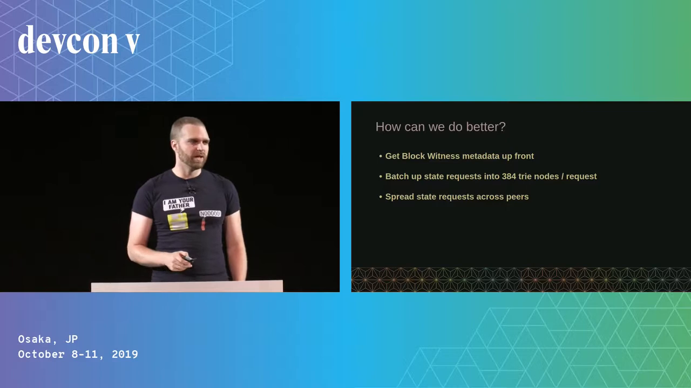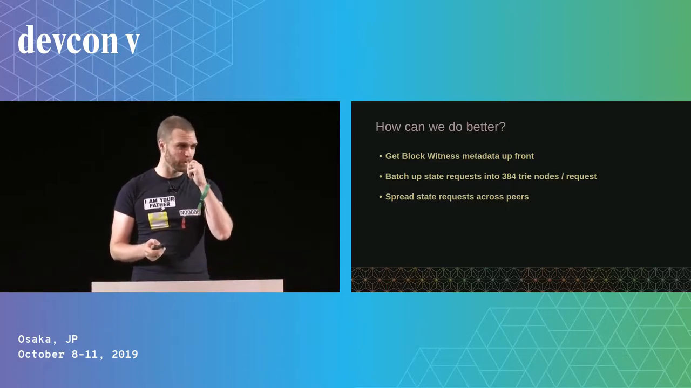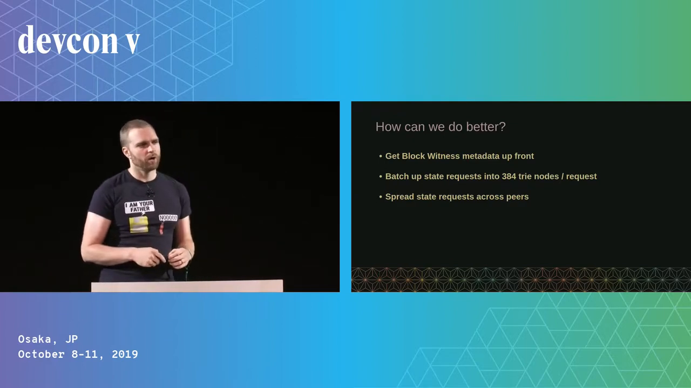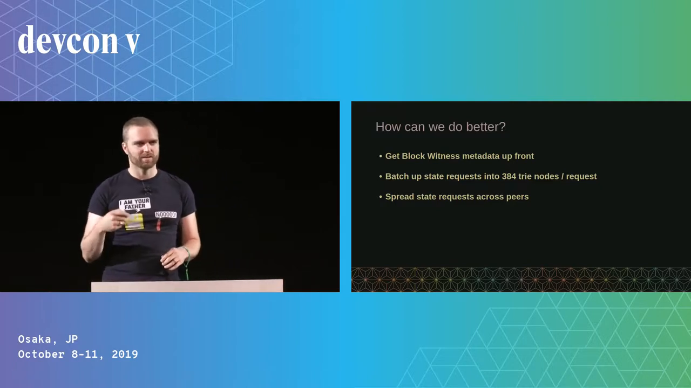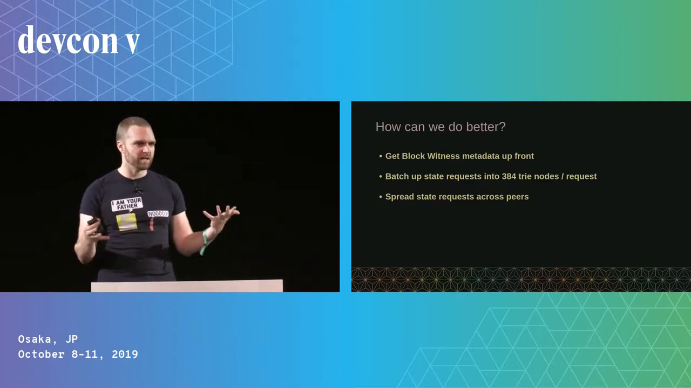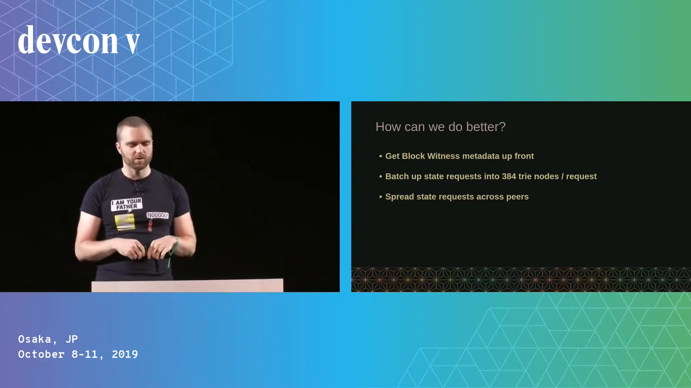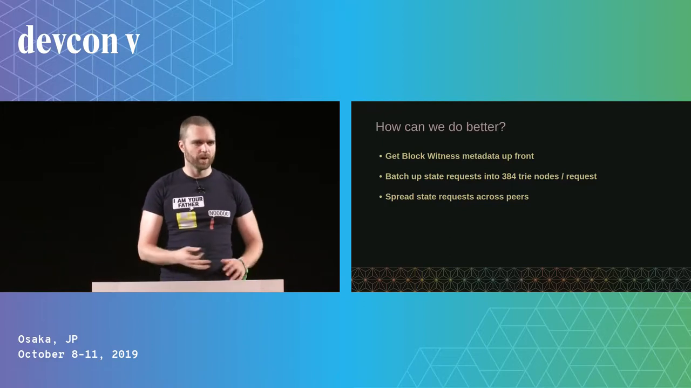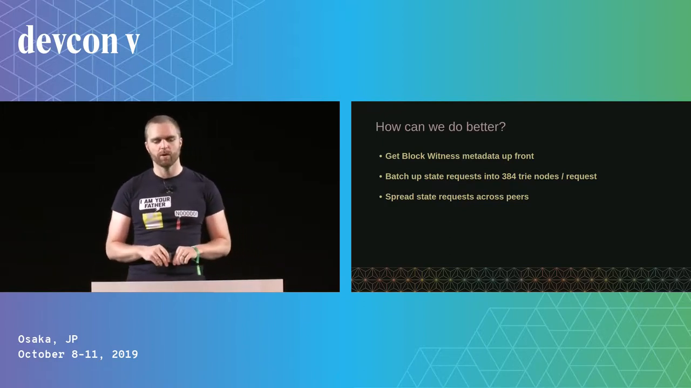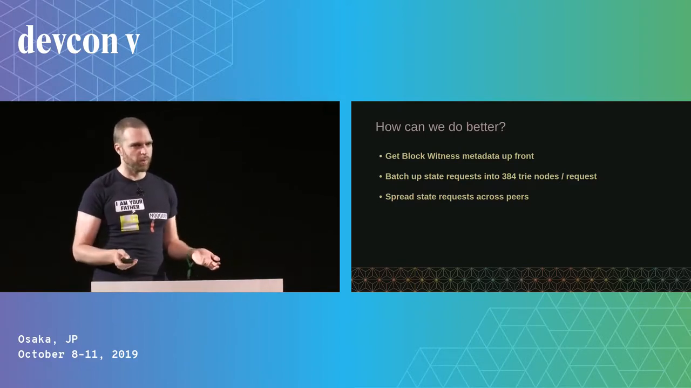One of the things we can do is to find out from our peers which trie nodes are going to be needed in a block, right? So we're going to call that the block witness metadata, where the witness is all the state needed to execute the block, and the metadata is just the hashes of the state that's needed to execute the block. So what that allows us to do is batch up the requests again into 384 nodes per request, and it allows us to spread those requests across multiple peers.